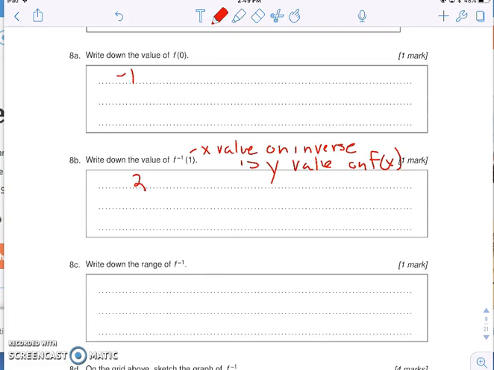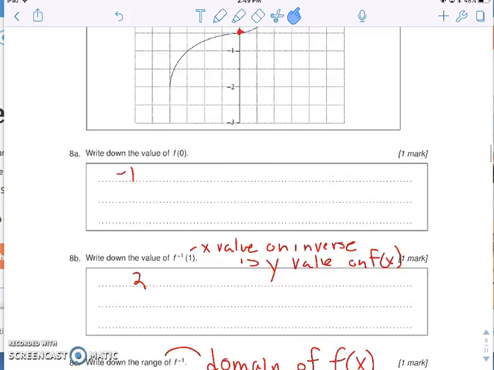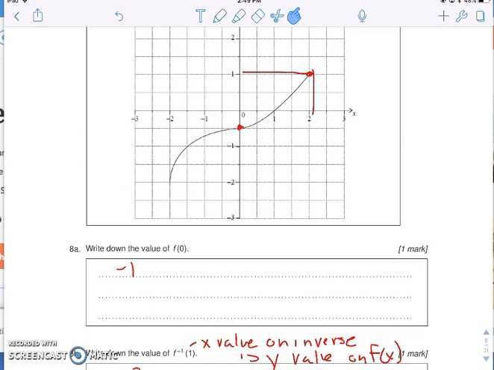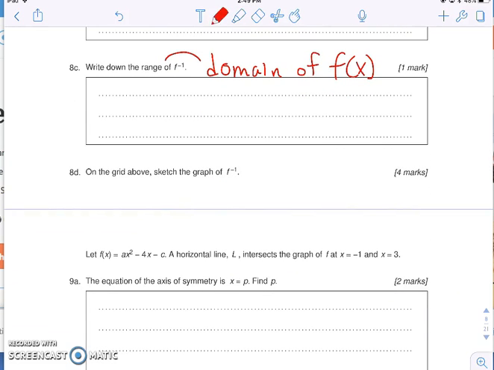Write down the range of the inverse. The range is the same as the domain of f of x, the regular function. So what is our domain? Negative 2 to positive 2. We can write negative 2 is less than or equal to x is less than or equal to positive 2.